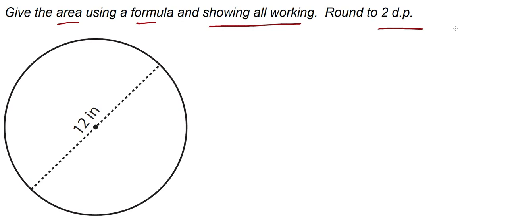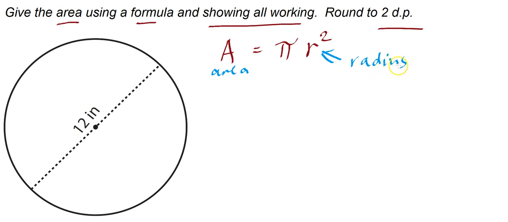So the formula for the area of a circle that we're going to use is this. Area equals pi r squared. So just to be clear, just to give you a reminder, A means area, and r refers to the radius. Okay, so let's use this particular formula.